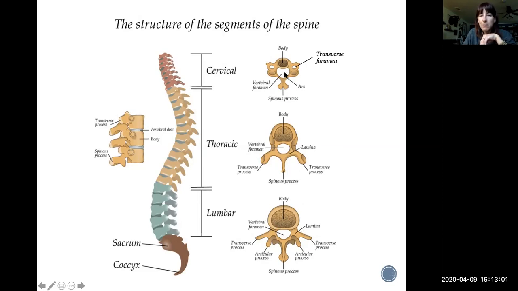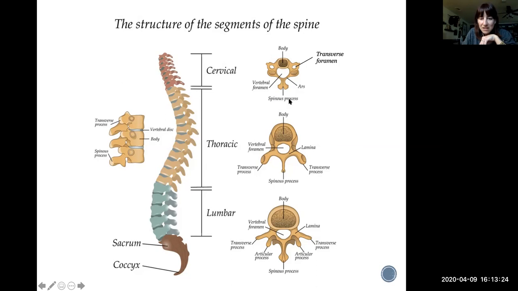The vertebral foramen of all of these is here, here, and here. And of course, that is where the spinal cord is actually passing through down the spine, right? So those foramina would be about here. So the spinal cord would pass through the spinal column like that.